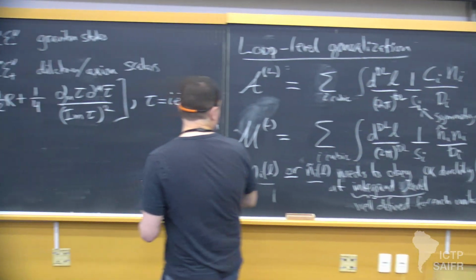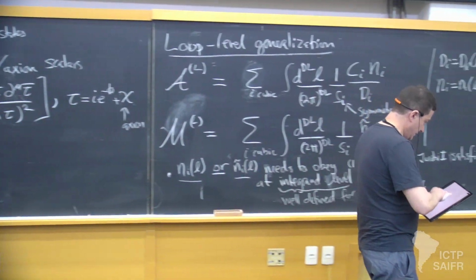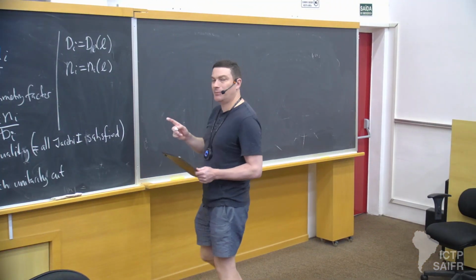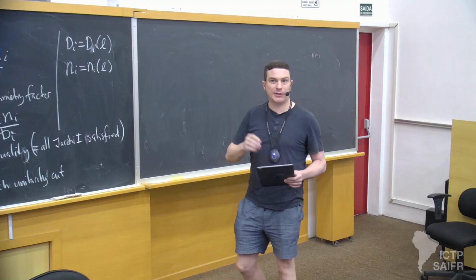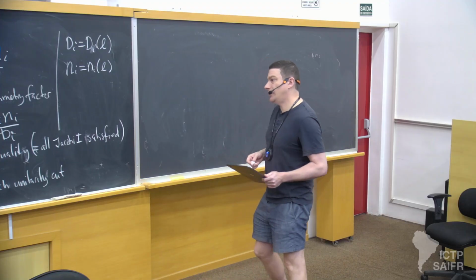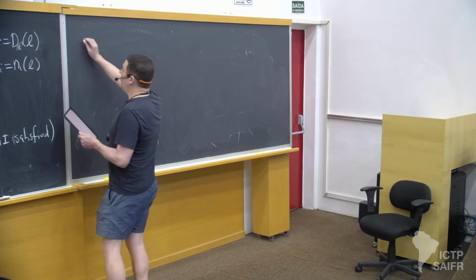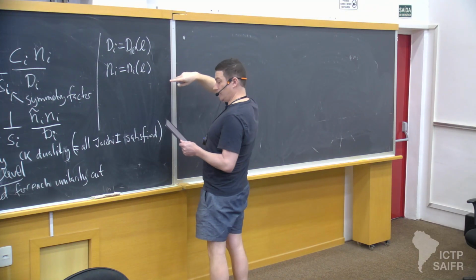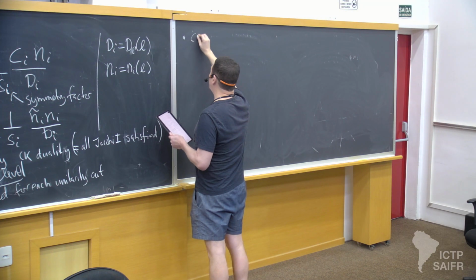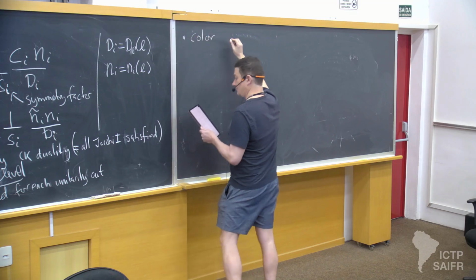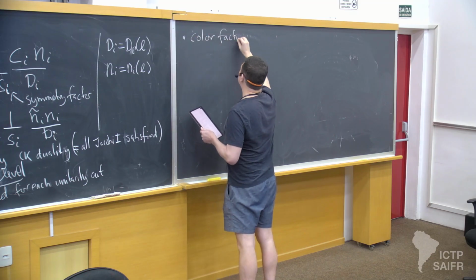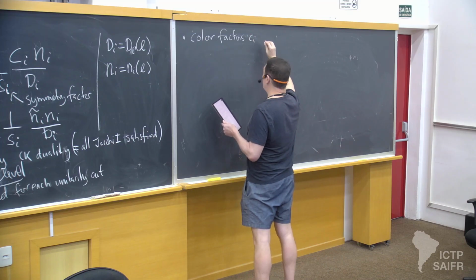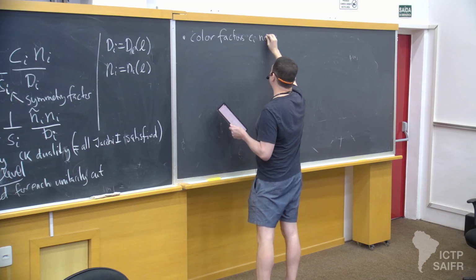All right, so I was going to say a few more bullet points here. What's important here is that you have to be a bit more careful. Like at tree level, you can be a bit sloppy, but at loop level, it's easy to make mistakes. So one mistake that you could make is that you could evaluate your color factors, which you should not do. So color factors C_i should not be evaluated explicitly.